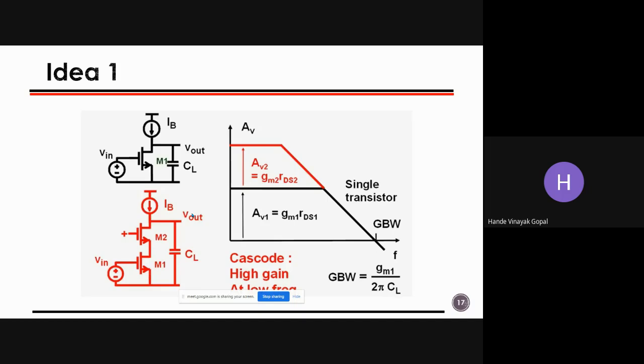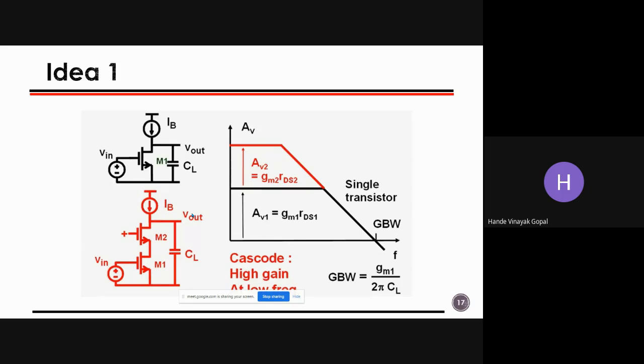Then how to deal with this? How to increase the open loop gain? First one, that is idea one. In the black circuit, we have studied that the loop gm into rds is very, very small. That is nothing but 3.2 we got, right? Which is very, very less. Then how to increase that?